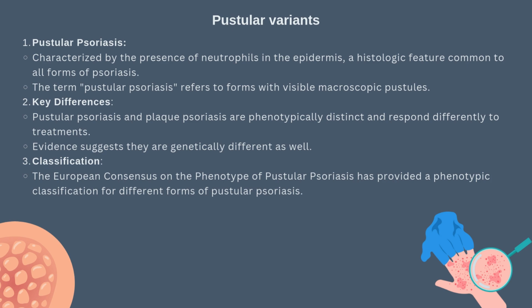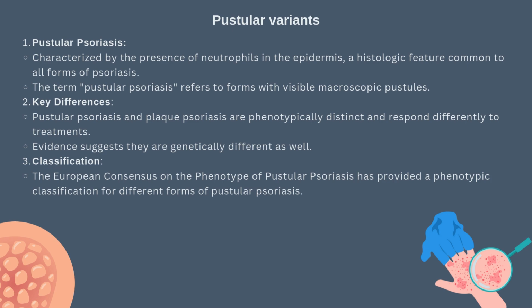Pustular variants: pustular psoriasis, characterized by the presence of neutrophils in the epidermis, a histologic feature common to all forms of psoriasis. The term pustular psoriasis refers to forms with visible macroscopic pustules. Key differences: pustular psoriasis and plaque psoriasis are phenotypically distinct and respond differently to treatments. Evidence suggests they are genetically different as well. Classification: the European Consensus on the Phenotype of Pustular Psoriasis has provided a phenotypic classification for different forms of pustular psoriasis.